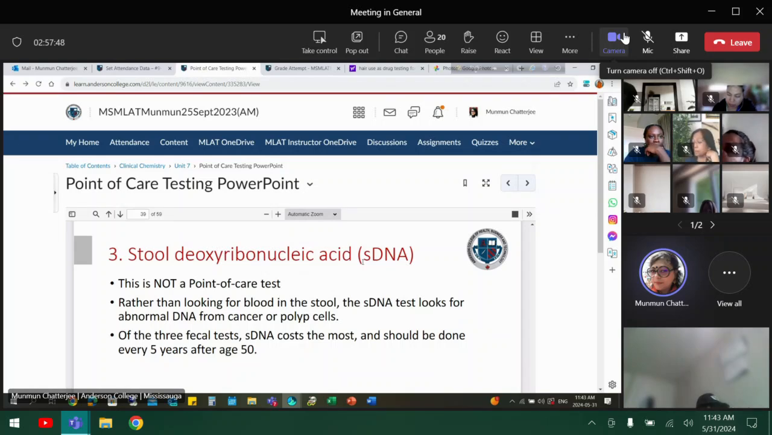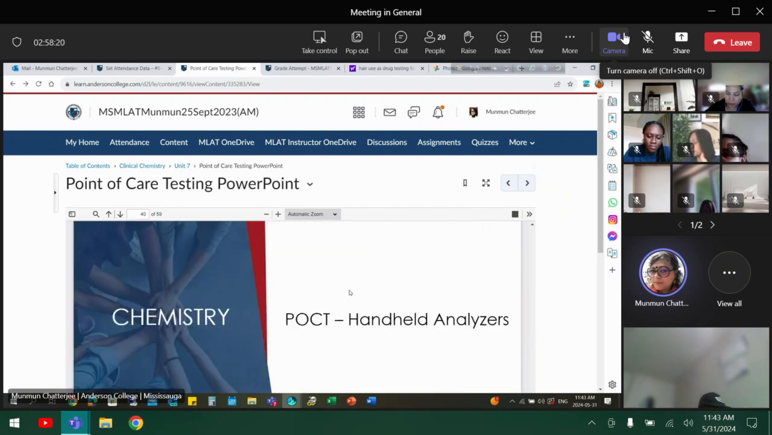And what is the sDNA? This is molecular testing. This is not a point of care test because it has to go to the lab; we cannot do the DNA extraction ourselves. Rather than looking for blood in the stool, the sDNA test looks for abnormal DNA from cancer or polyp cells. Of these three fecal tests, sDNA costs the most and should be done every 5 years after age 50. Nobody does that. OHIP doesn't cover that.